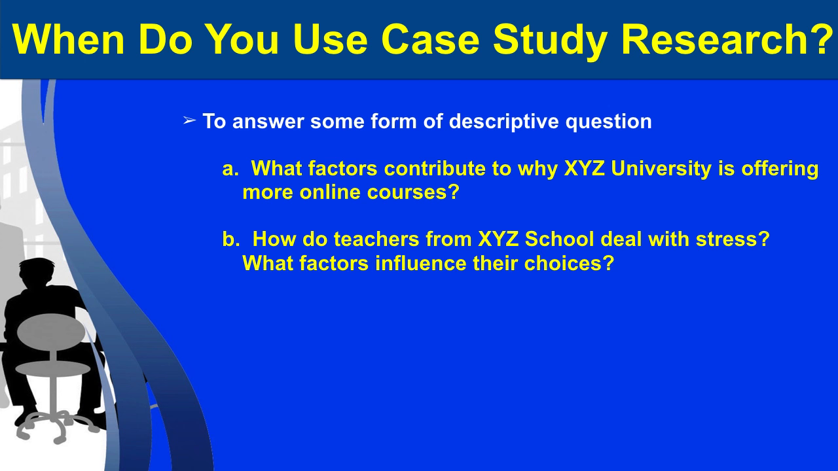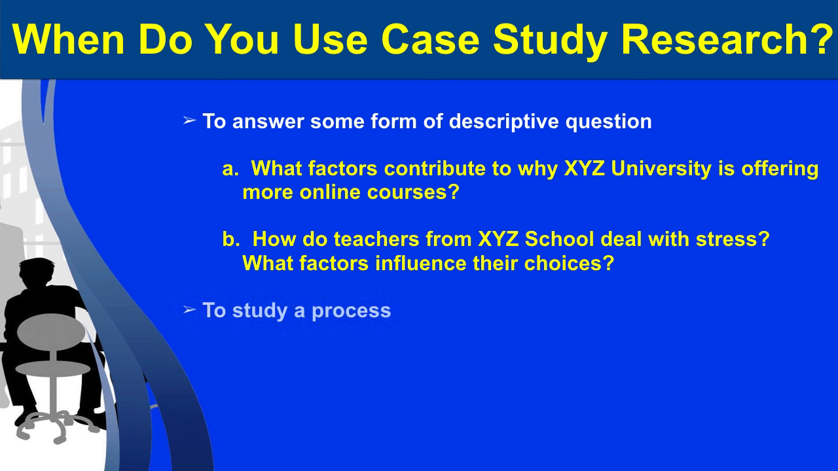So one, we're bounding the system by what? XYZ University. That binds it to just that university. So that's one study. That's keeping it within that group. So both examples show that the case is bounded, as I just explained, to XYZ University to find out why it is offering more online courses and what is determining teacher choice to cope with stress. So those two things are factoring into why we want to know why, and we can't figure it out in any other way, so we're going to study them.